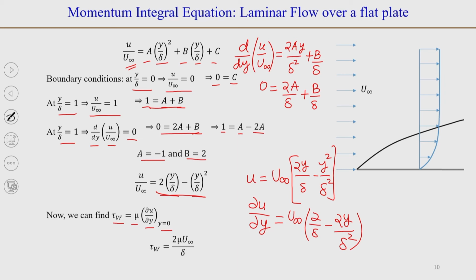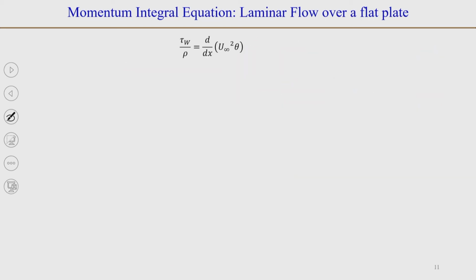So, when we substitute y is equal to 0, this term will be 0. So, you will have mu multiplied by dou u by dou y at y is equal to 0, which is 2 u infinity by delta. So, you will have tau w is equal to 2 mu u infinity by delta. Now, we can substitute the value of tau w in the momentum integral equation.